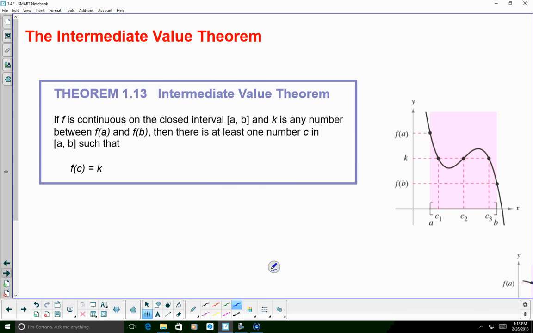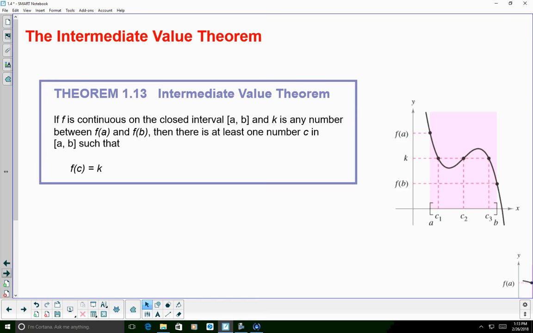Intermediate value theorem is probably the most important theorem you'll learn this week. All right, I'll say it this week. If f is continuous on the closed interval a to b, and k is a number between f of a and f of b, then there exists at least one number c in the interval a b such that f of c is equal to k.